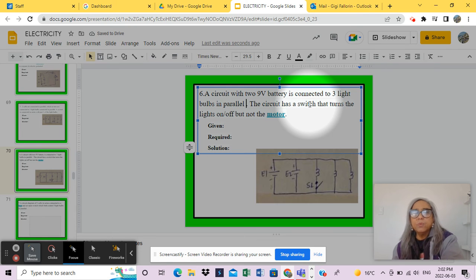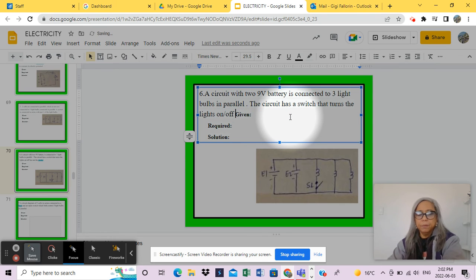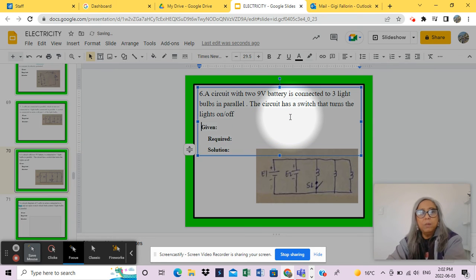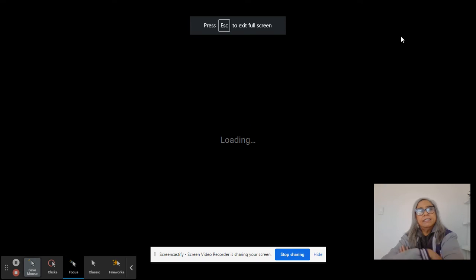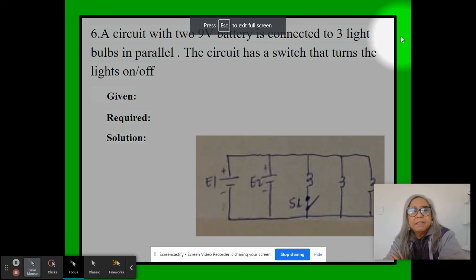The circuit has a switch that turns the lights on and off. That turns, and then maybe I can just erase this part, okay? So this is now the correct diagram for this problem. Let's try and just study this better, okay?